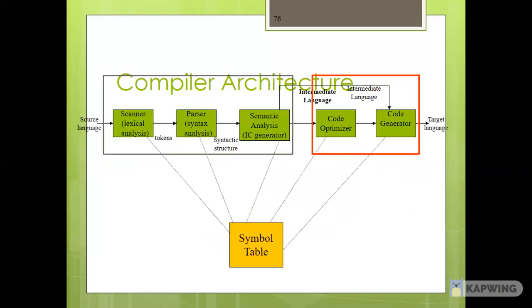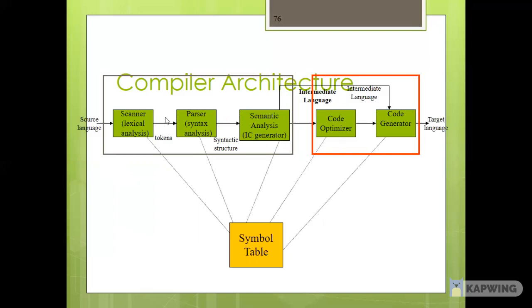So these are the phases of compiler. First one is your source program. This is called the analysis phase. In this it consists of three phases: lexical analysis, syntax analysis, and intermediate code generation. This is the front end structure, and the second one is the machine structure, that is the second part.